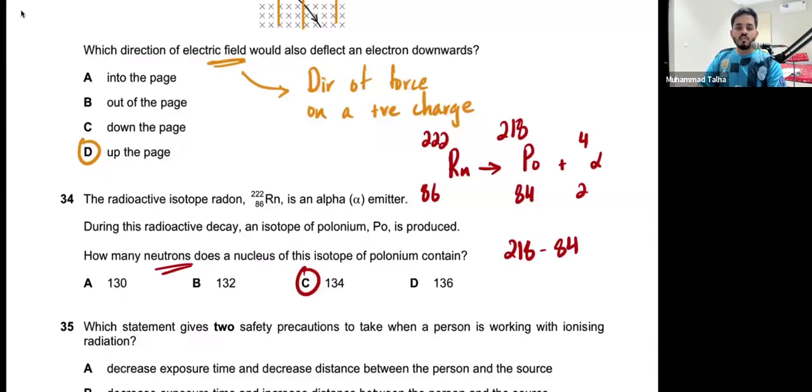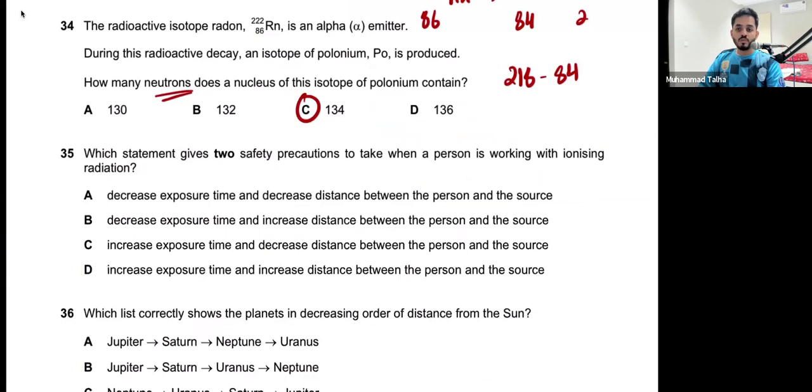Next, this statement gives 2 safety precautions to take when a person is working with ionizing radiation. Decrease exposure time, obviously you don't want to increase it, and increase distance between person and source, that's B.